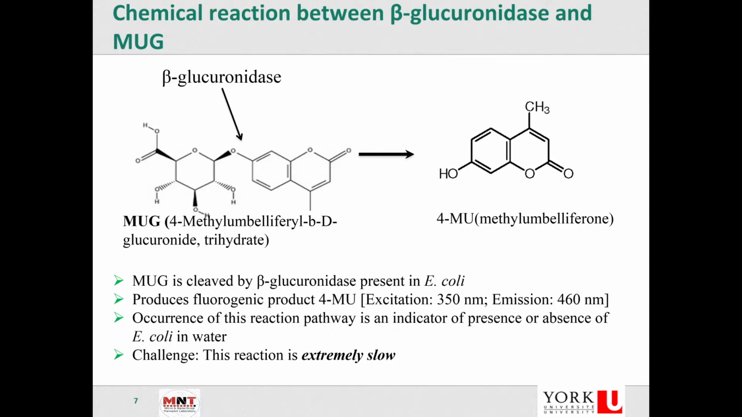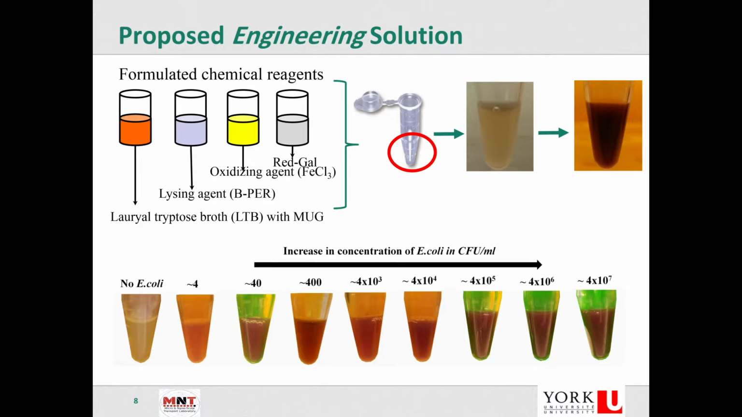So the idea was to see how we can accelerate the entire process of enzymatic reaction as well as its reactivity with this substrate. So what we did is we put in some lysing agent, which is a beeper. It is a lysing agent which allows us to quickly lyse the cell, and then we put in some oxidizing agent, which is ferric chloride, which allows a rapid production of the color.